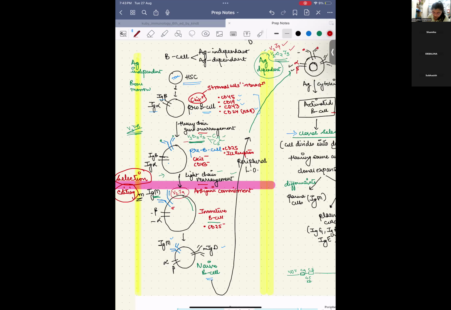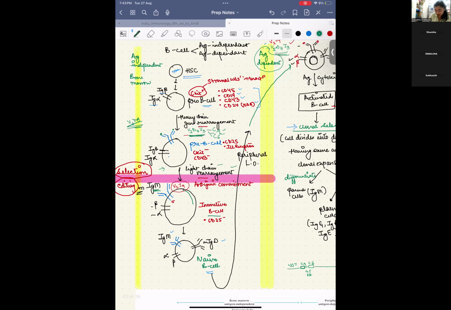ठीक है, तो इस पॉइंट पे क्योंकि लाइट चेन रीअरेंजमेंट हो चुका है और उसका वेरिएबल रीजन डिफाइन हो चुका है, ऑल्सो इससे पिछले स्टेप पे ही हमारे पास हैवी चेन का भी रीअरेंजमेंट हो चुका है, तो उससे भी एंटीजेनिक डिटर्मिनेशन मेरा हो चुका है. अब यहाँ जो इमेच्योर बी सेल है, it is called antigenically committed.